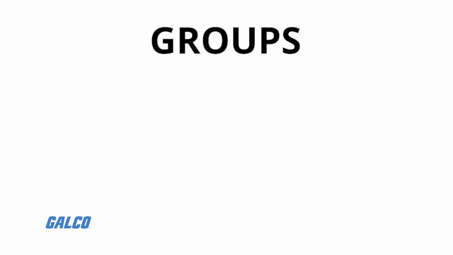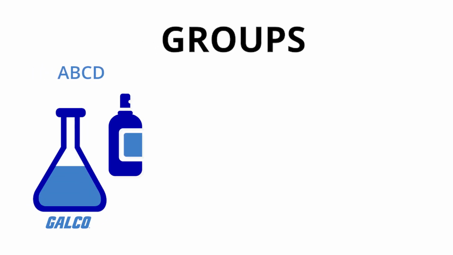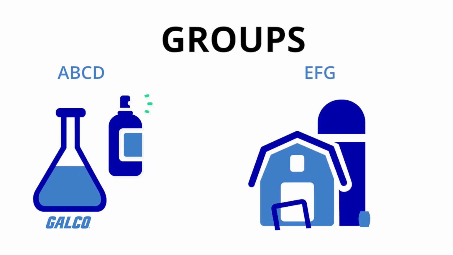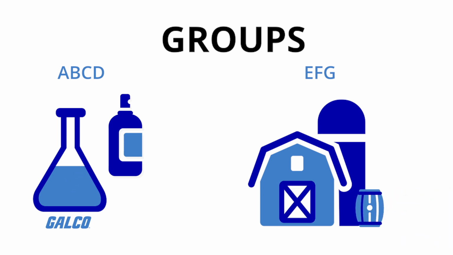Class 1 hazards are divided into groups A, B, C, or D. They are grouped according to explosion pressure and other flammable characteristics. Class 2 hazards are divided into groups E, F, or G. They are grouped according to ignition temperature and conductivity.